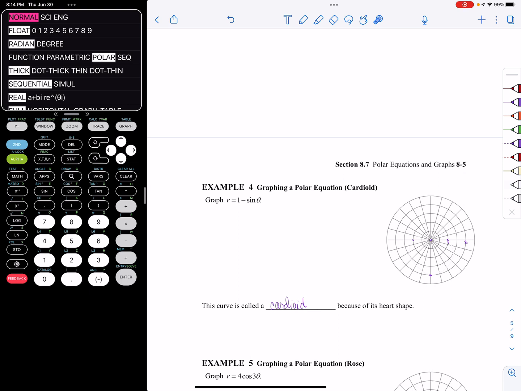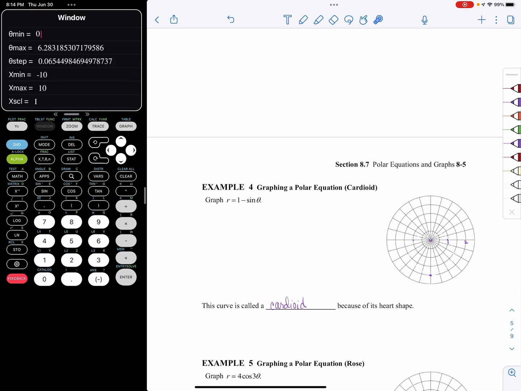Secondly, notice on my screen, it's the fourth line down. Notice that I have polar chosen. Okay. Those are going to be the two main things that you want. The second thing that you want to look at is the window. Notice that the window is different than what you're used to. Now it has this theta min and max as well as a theta step. So my theta min and max is going from 0 to 2 pi. Notice that 6.28 is the same thing as 2 pi. So in other words, my thetas are covering one whole entire unit circle from 0 to 2 pi.